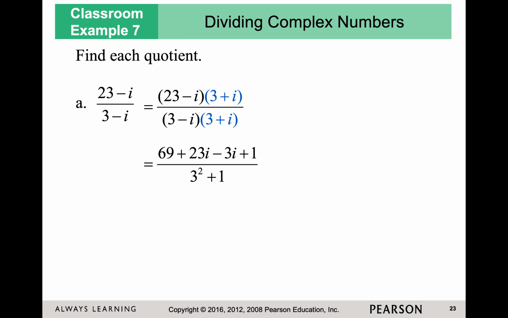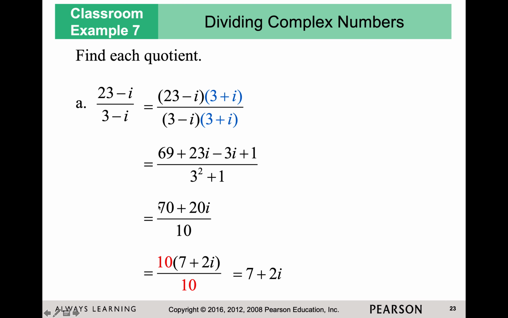Then I'm going to combine my like terms. I'm going to say at this point, okay, is there anything that every term can be divided by? Yes, every term can be divided by 10, which gives me 7 plus 2i. Remember, you do not have to show the step of factoring out. You could just be right here and say, cancel, cancel, cancel. Everyone divided by 10 is 7 plus 2i.